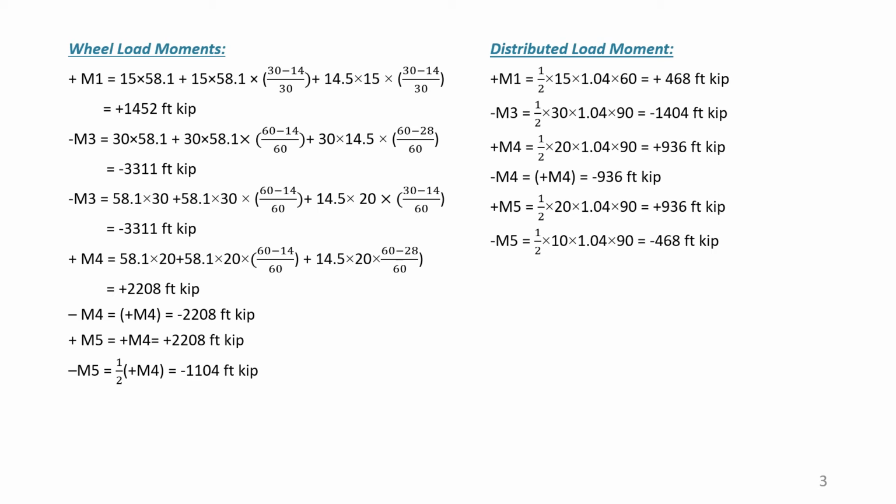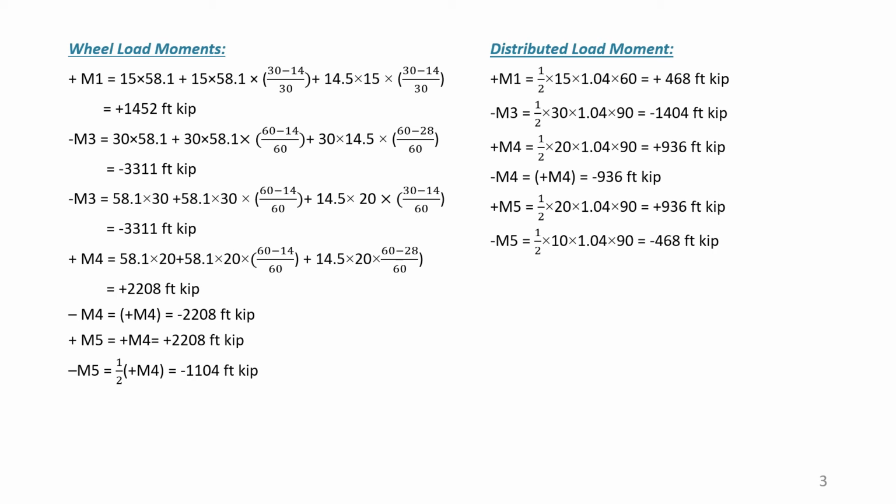Similarly, for location 5, the triangle is similar to that of location 4. That's why we have just given the value directly, because plus M5 is equal to plus M4, and the numerical value is 2208, and the minus M5 is half of M4. That's why we can take half the value of 2208, and that comes as 1104. This is the wheel load moments.